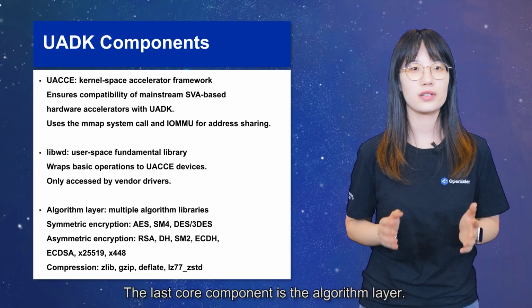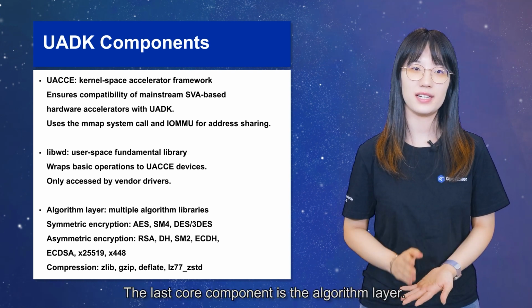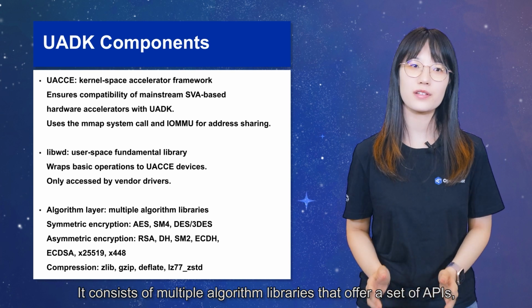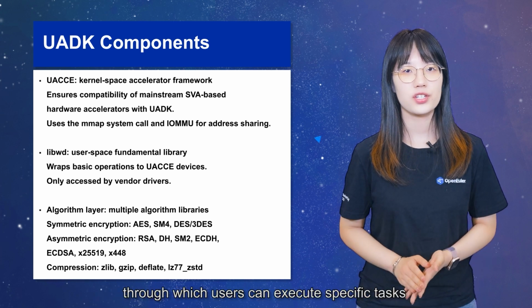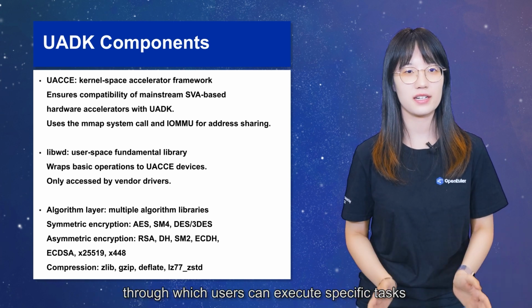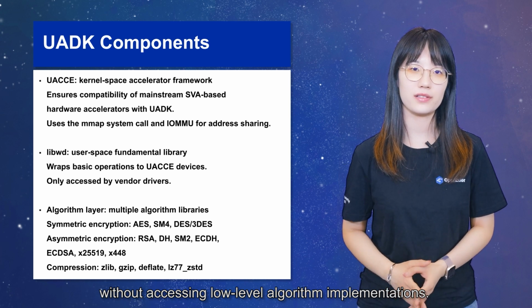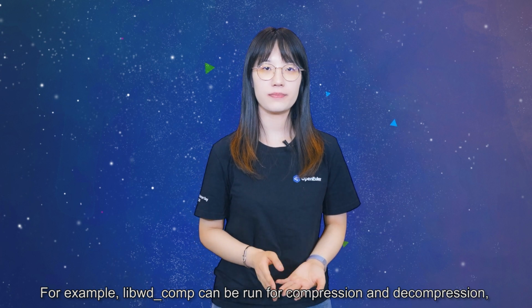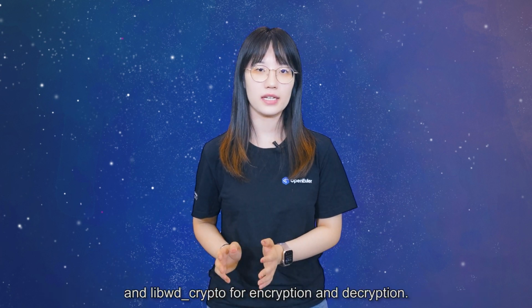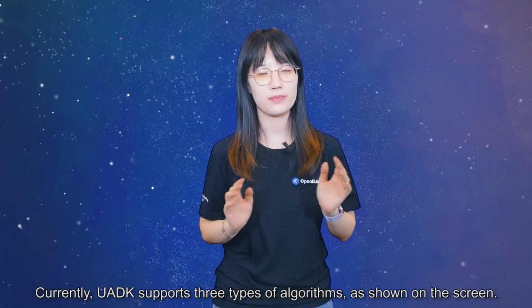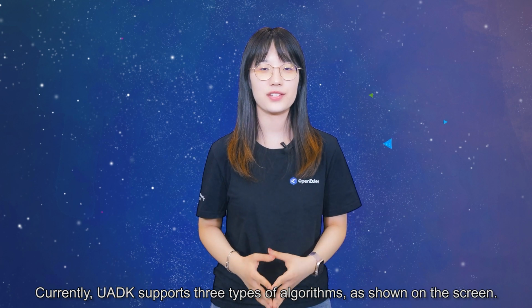The last core component is the algorithm layer. It consists of multiple algorithm libraries that offer a set of APIs, through which users can execute specific tasks without accessing low-level algorithm implementations. For example, libwd-comp can be run for compression and decompression, and libwd-crypto for encryption and decryption. Currently, UADK supports 3 types of algorithms as shown on the screen.